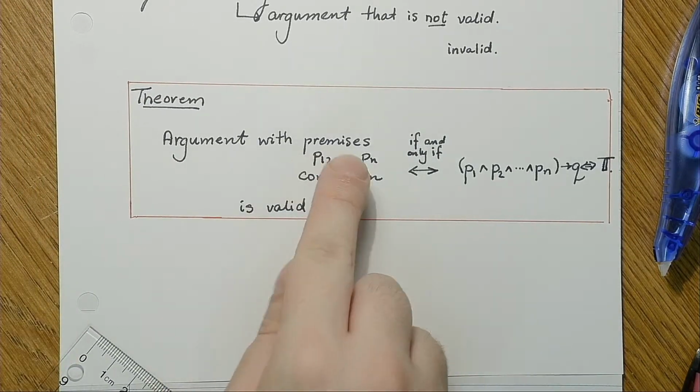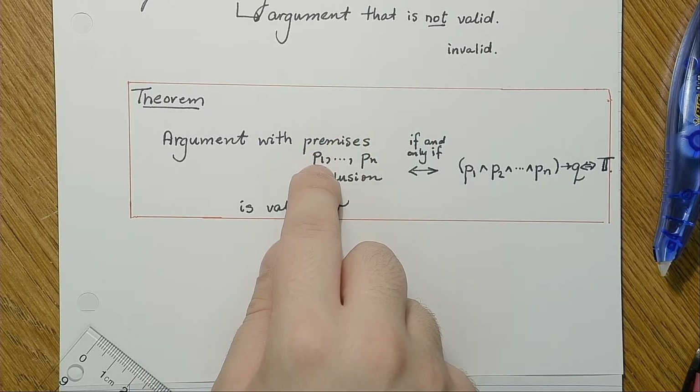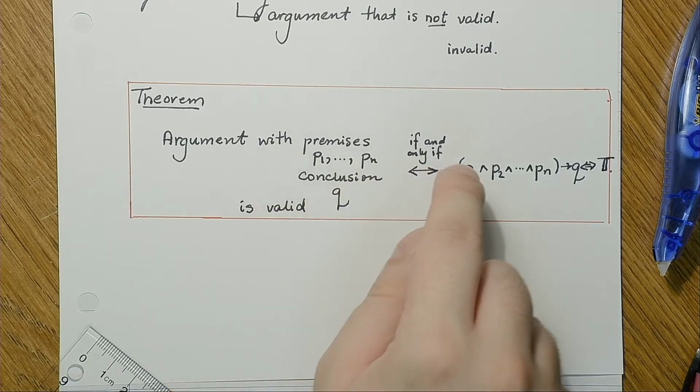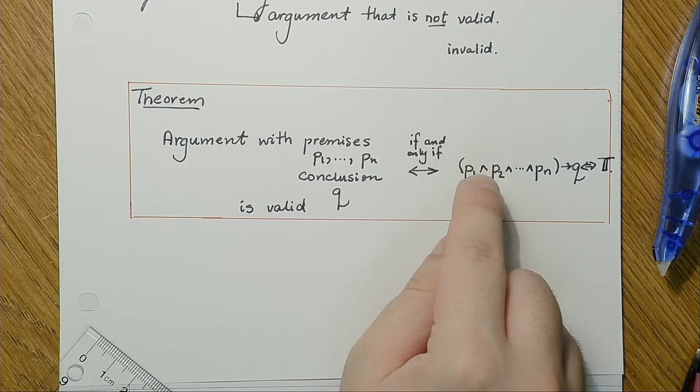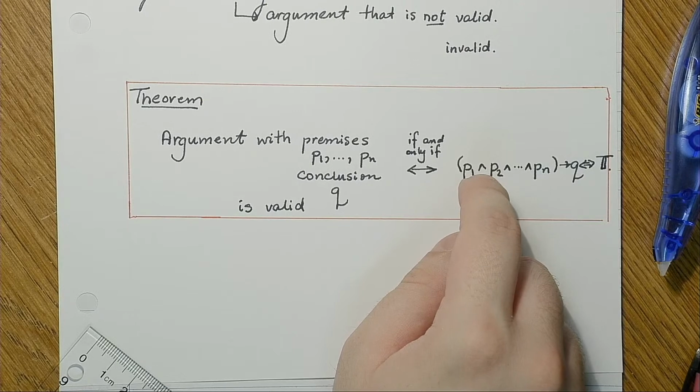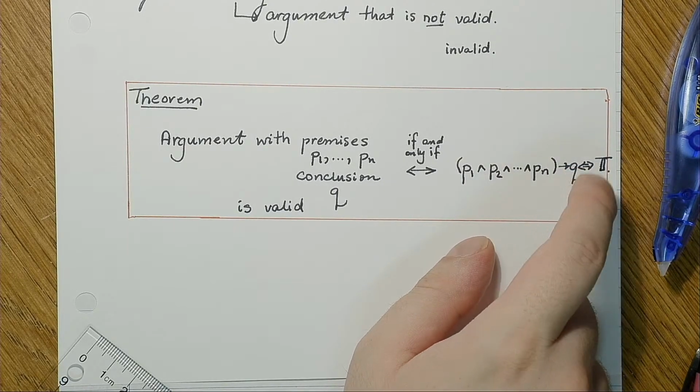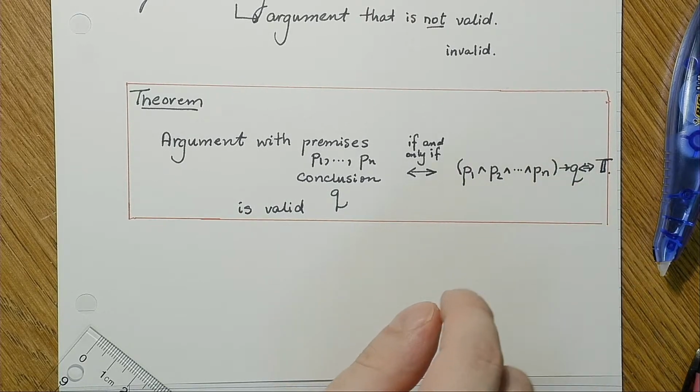So again, if you have an argument and it consists of premises, P1 all the way to Pn, and you have a conclusion, Q is valid if and only if you join all these premises together with an and, implies the conclusion Q, is logically equivalent to a tautology.